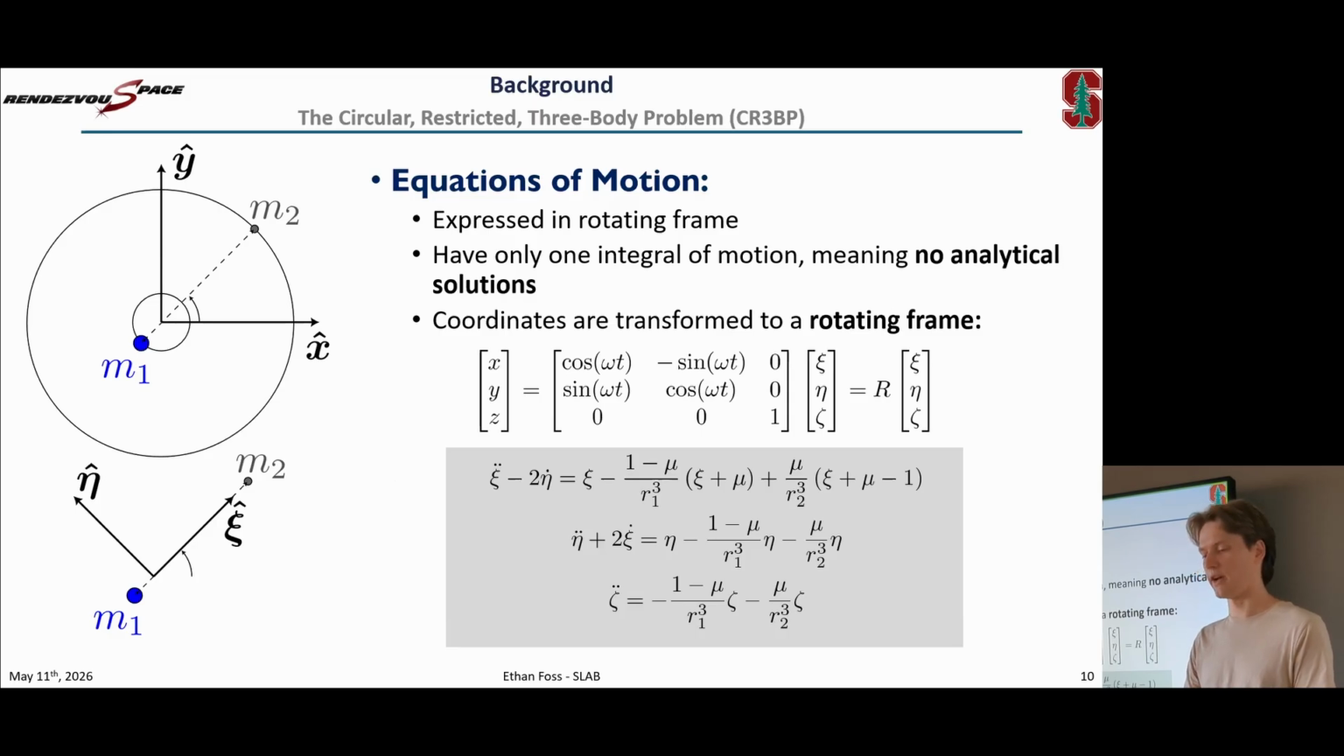To start off, I'm going to introduce a dynamical model known as the circular restricted three-body problem, which is usually a starting point for a lot of the analysis in multi-body systems. In this model, we consider equations of motion as being expressed in a rotating frame, so that's something we have to orient our understanding towards. In contrast to Keplerian motion, these equations of motion only exhibit one integral of motion. The consequence of this is that we don't have analytical solutions to the trajectories in these regimes.